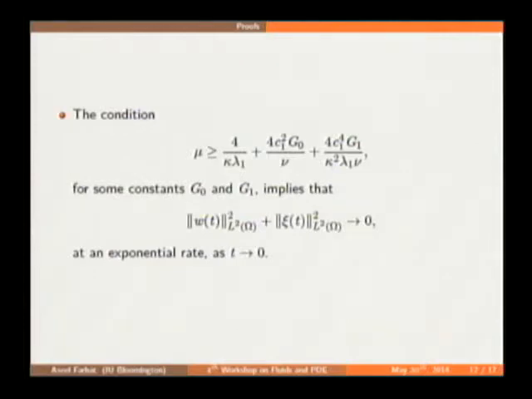cook the right mu that I wish, where G0, G1 are constants that depend now on nu, on kappa, on L, on lambda 1. And then I cook my mu to be large enough such that alpha satisfies the requirements of the uniform Gronwall lemma, and then I can conclude by the uniform Gronwall lemma that the sum of these two L2 norms converges to 0 exponentially in time.